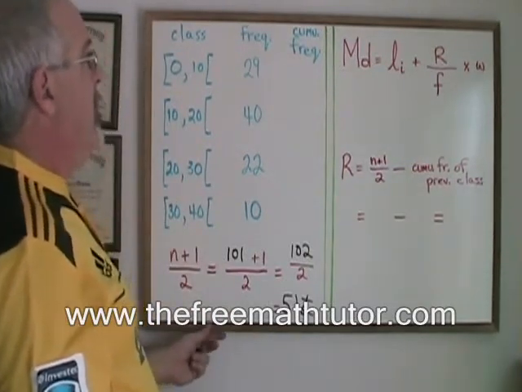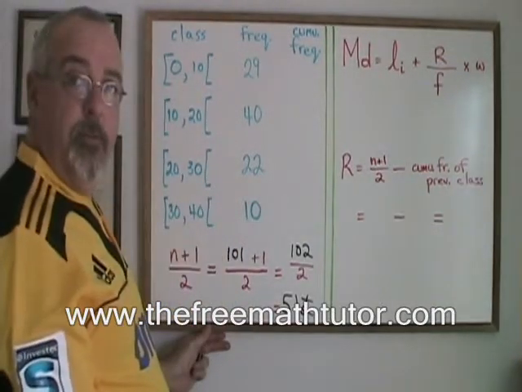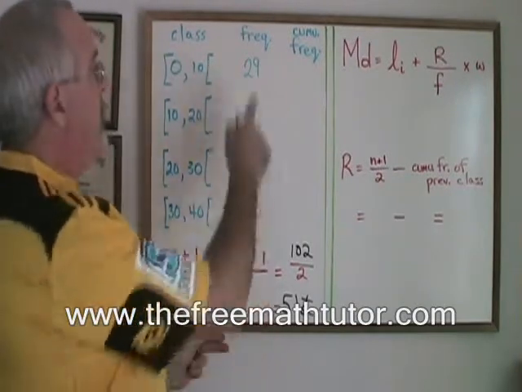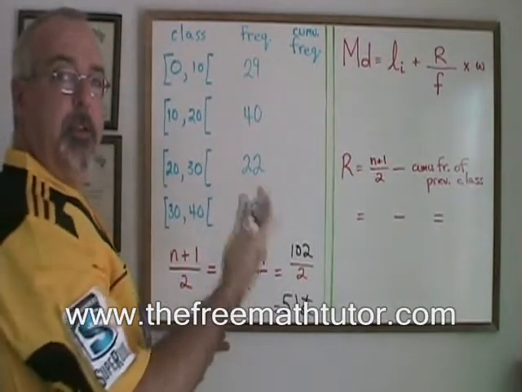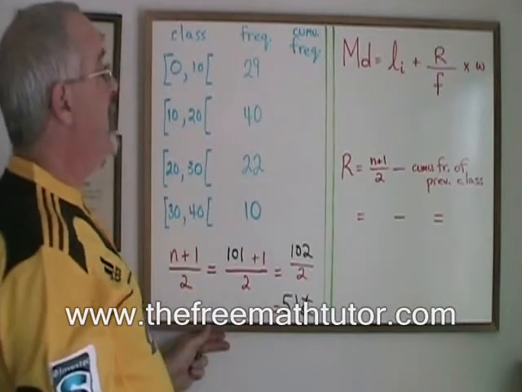The next thing that we want to do is figure out which of these classes our median falls into. One of the things we can do to make this easier is to add a column to our table that is the cumulative frequency. It just means the frequency of data that has been collected so far up to that point in the table.